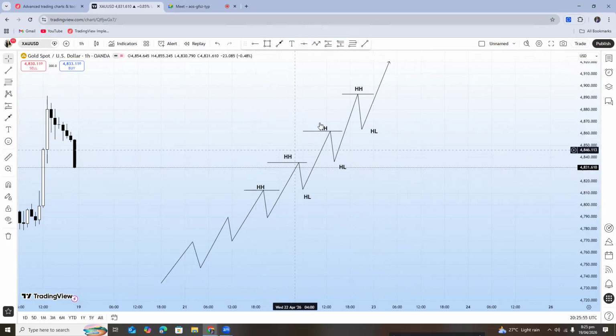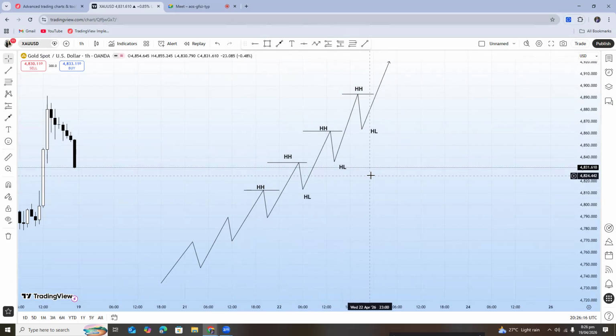And then these are higher prices in the market, but they are higher than the previous highs. And that's why we call them higher highs. Okay, so they are all highs, but they are higher than the previous highs. These are all lows, but they are higher than the previous lows. So we call them higher lows. I hope that is understandable.